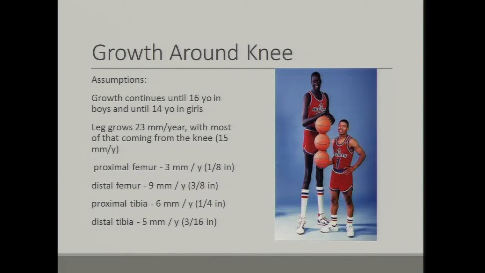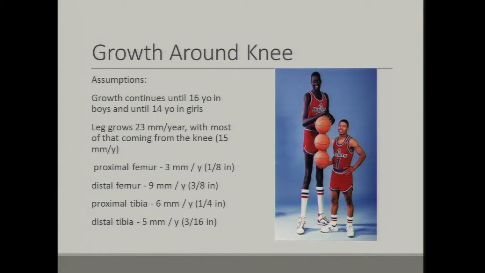So a little more background. Most of the growth in the leg occurs around the knee. A couple of assumptions. One is that in boys, growth occurs up until about 16 years old, and in girls a little earlier, stops around 14 years old. And obviously there's a range, but those are our averages.